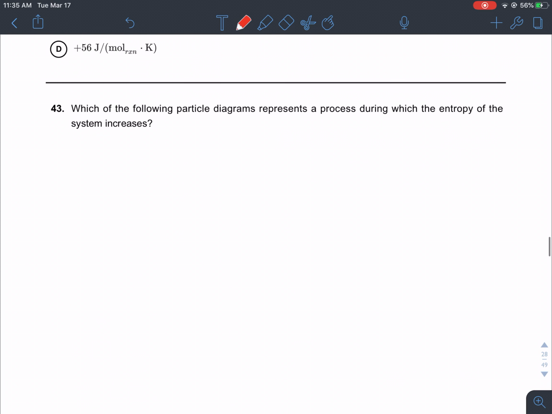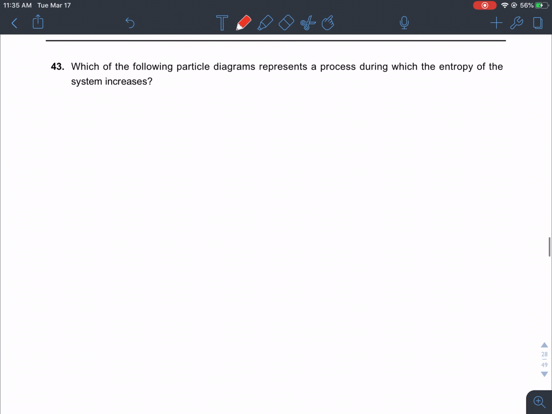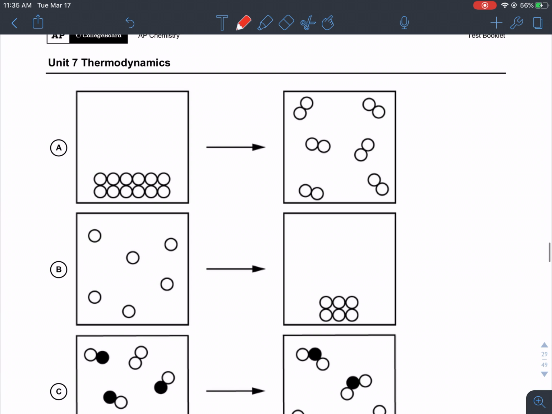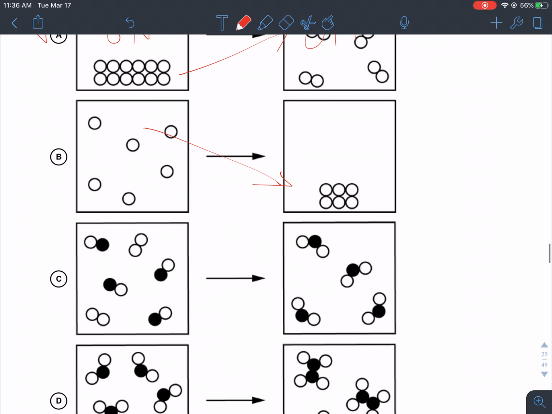Number 43. Which of the following particle diagrams represents a process during which the entropy of the system increases? Entropy of the system increases. These are a bunch of grandparents that became a bunch of grandkids, right? The answer is A. Look, more disorder, more chaos. Less disorder, less chaos.